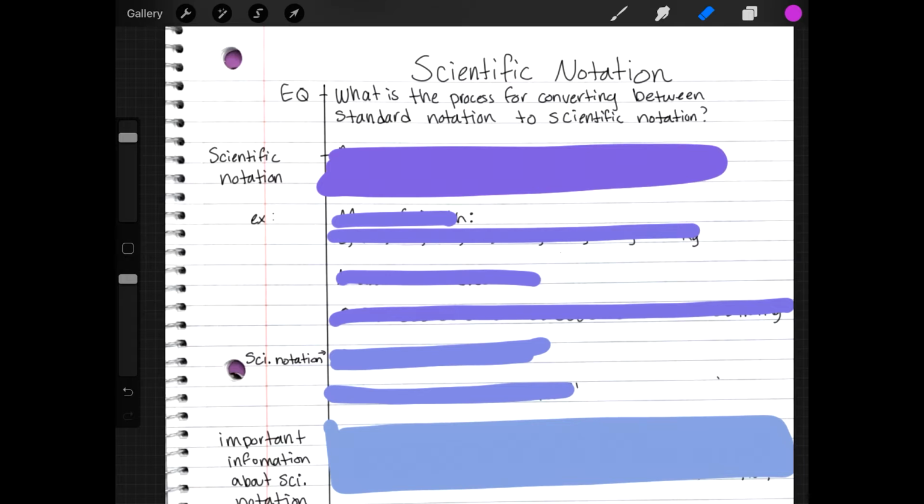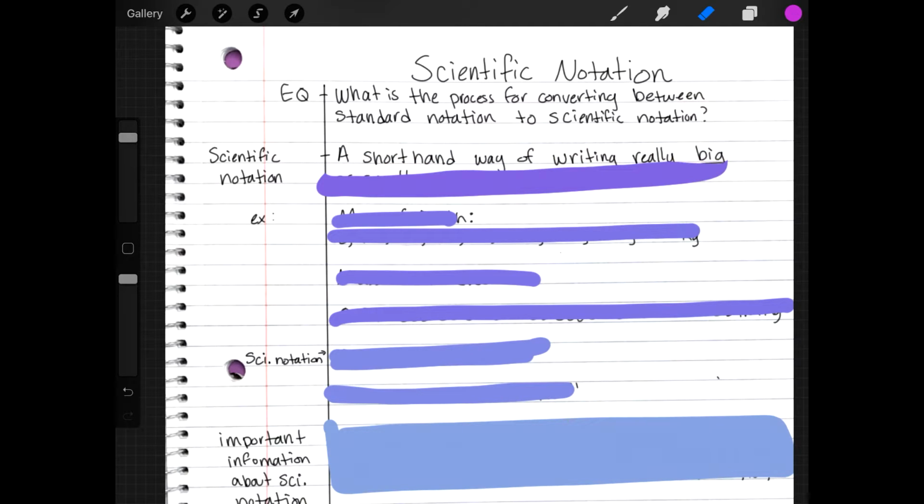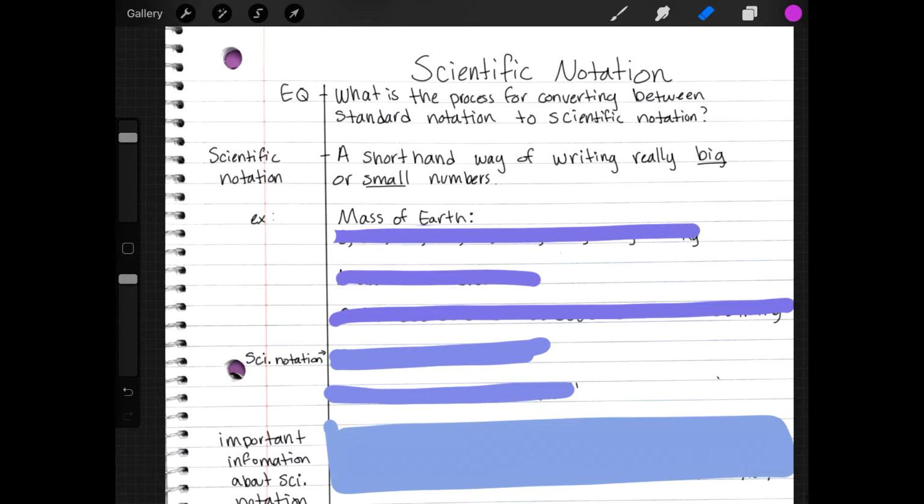Scientific notation is a shorthand way of writing a really big number or a really small number. An example of a really big number is the mass of the Earth. This is the mass of the Earth right here in kilograms. The way you say this is 5 septillion 900 sextillion kilograms. There are a lot of zeros and nobody has time to write all those zeros.